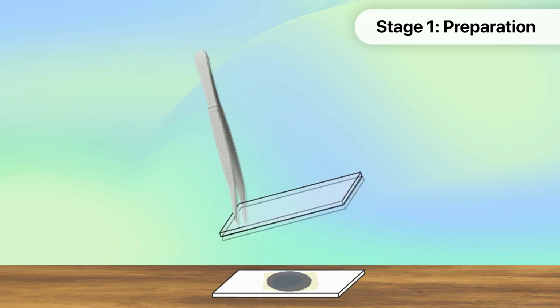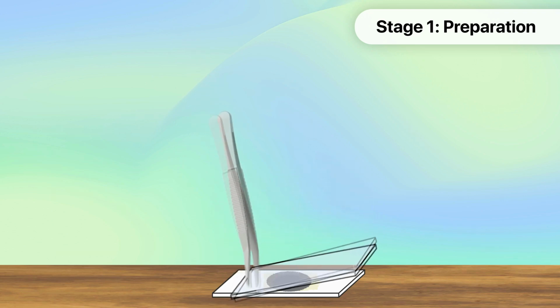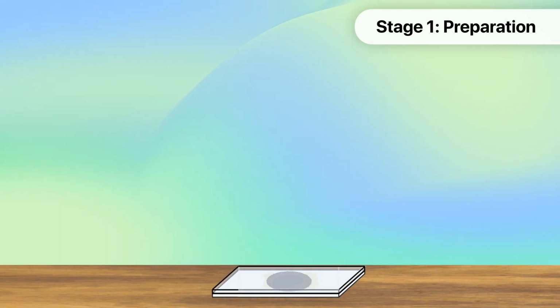Finally, gently place a cover slip over the specimen. To avoid air bubbles, use a pair of tweezers to lower the cover slip at an angle, squeezing out any air as it is secured. This ensures a clearer view of the cells.